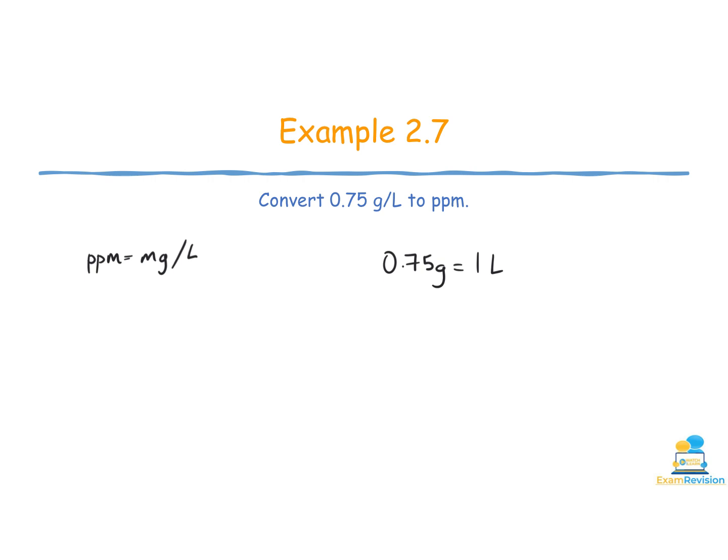Now it's important to note that there is 1,000 milligrams in 1 gram. Therefore, we need to multiply the 0.75 by 1,000, and that will tell us how many milligrams there are. When we multiply 0.75 by 1,000, we'll end up with 750 milligrams, and that will be in 1 litre. Therefore, because we've now got it expressed in milligrams and in litres, we can say that we have 750 parts per million, or this is 750 ppm.